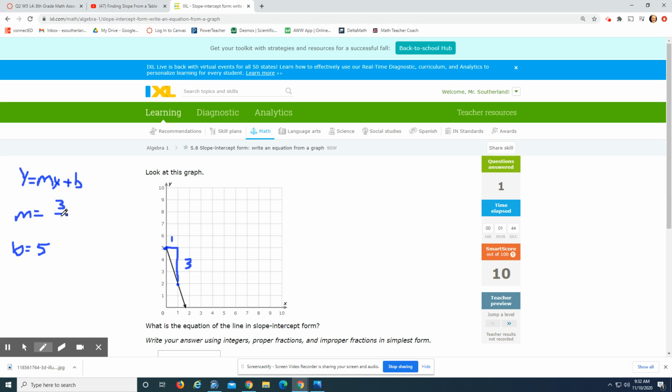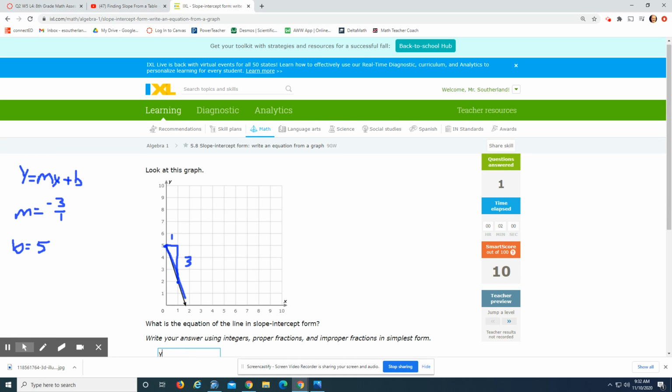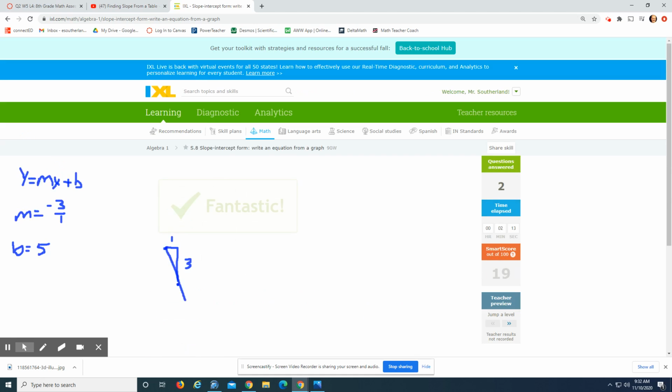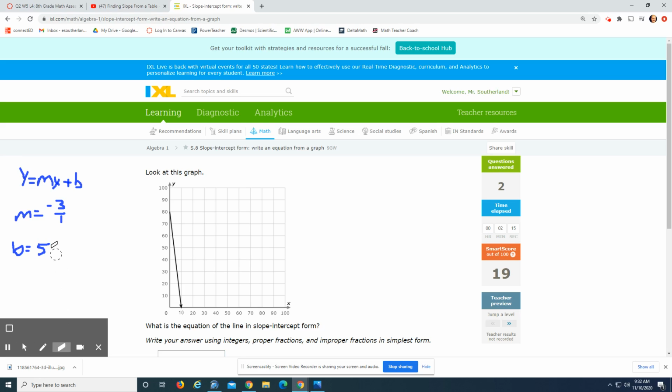It runs 1. What's interesting is left to right, if you're following the line, it's going down. So this is negative. So anytime it goes down going left to right, the slope is negative. So then when you type it in, you're going to type in y equals negative 3 over 1. You can reduce that to 3 if you want, but you don't have to. And then because it's positive 5, plus 5. And then we submit it and see what it says. It says fantastic.